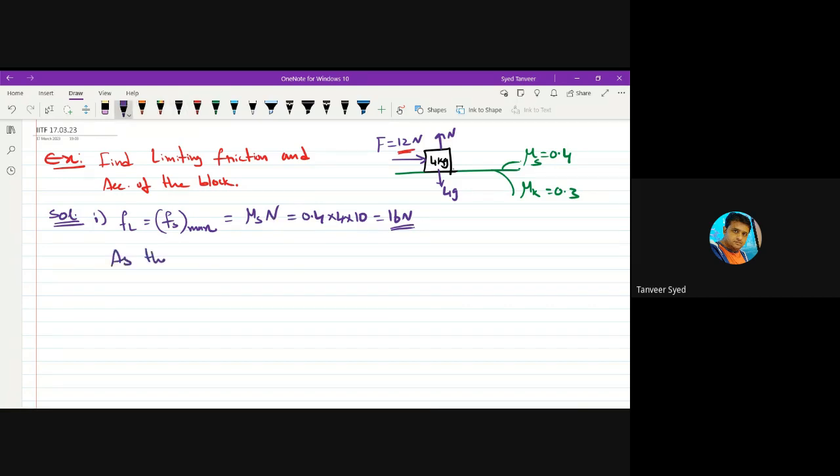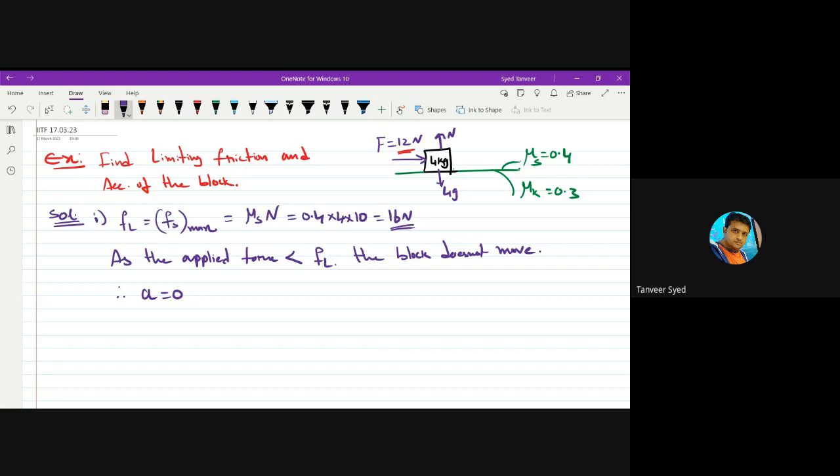as the applied force is less than limiting friction. The block does not move. Therefore, acceleration of the block is 0. Acceleration of the block is 0.